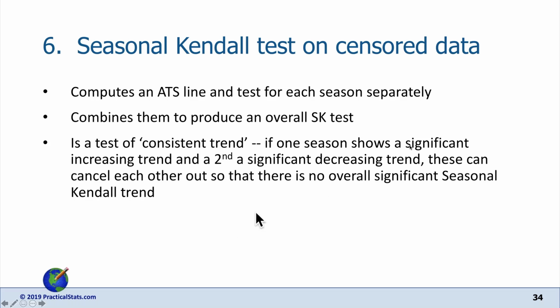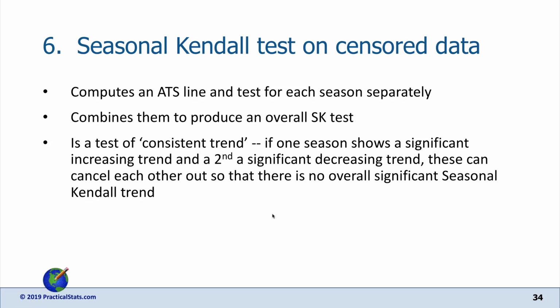So what you do, this is something called blocking in statistics, is just say, well, I'll split the data up by season and do the test individually in each season, and then somehow in a smart way combine it all together for one overall consistent trend. So the seasonal Kendall test is going to look for consistency. If it shows an uptrend in one season and a downtrend in another season, those can easily cancel each other out. And so there's no overall significant seasonal Kendall trend.